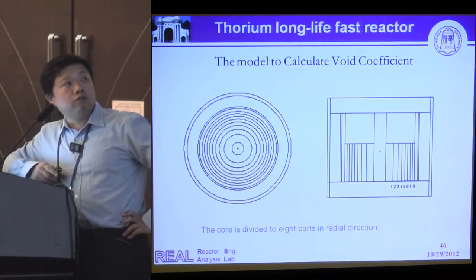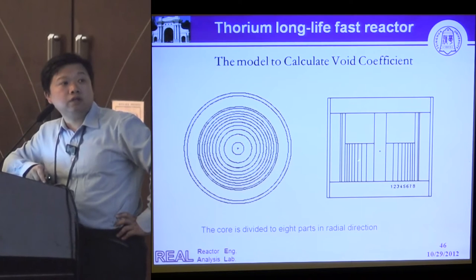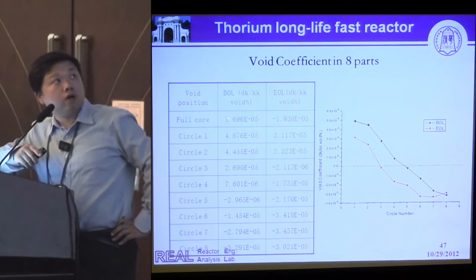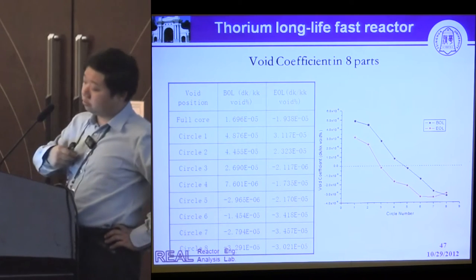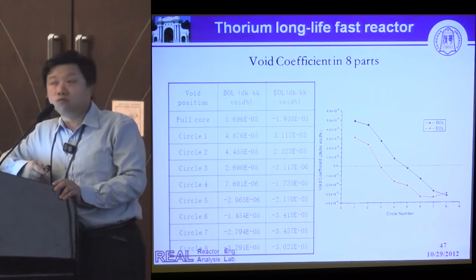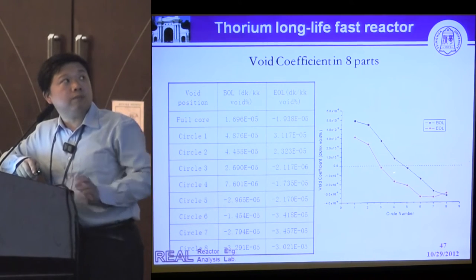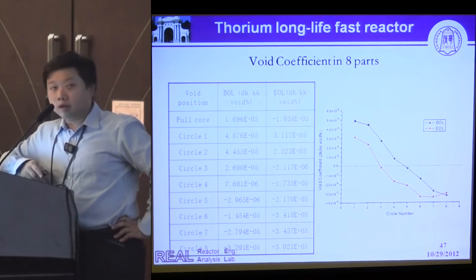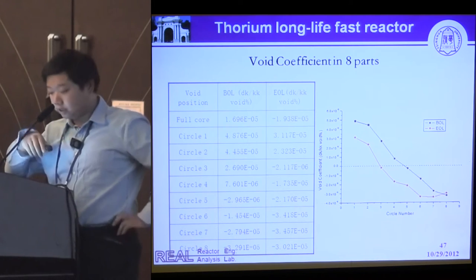We use this model to calculate the void coefficient. And the core is divided into 8 parts in the radial direction. From our calculation results, for the full core at the beginning of life, the void coefficient is positive, and at the end of life, the void coefficient is negative. For a fast reactor, a negative void coefficient is very important. And this figure shows the void coefficient in different parts of the core. In the middle of the core, the void coefficient is also positive, but in the outer part, the void coefficient is negative.